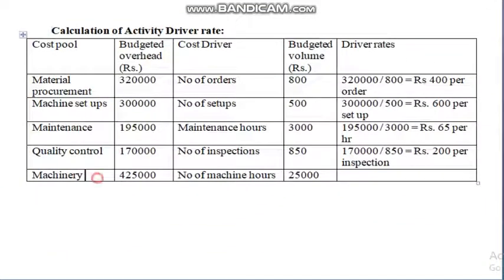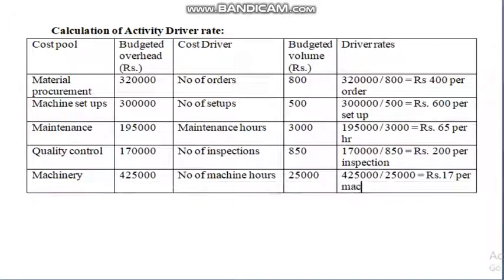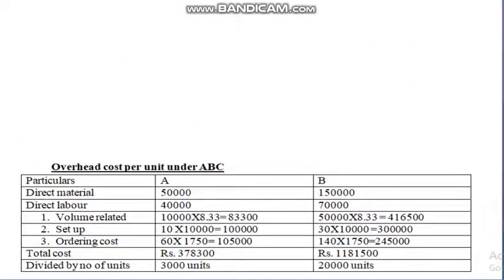Last one, cost of machinery. The cost of machinery is 4,25,000 divided by number of machine hours. How much? 25,000. So the cost per machine hour is rupees 17 per machine hour. So here the activity driver rates are over. Now prepare the statement of cost. So this is the statement of cost.